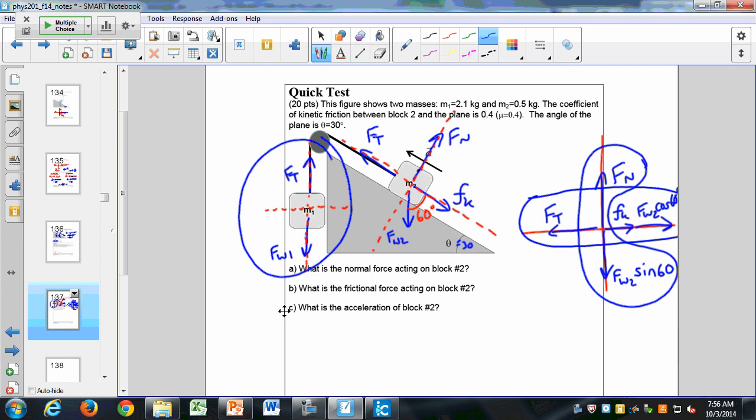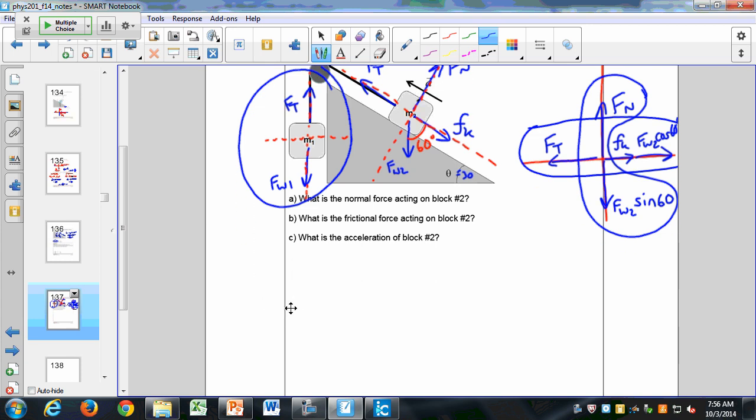I'm going to go ahead and write out the equations. Hopefully you already have them. I'm going to start with this set. It's going to be Ft minus Fw1 is equal to M1 times A. And I'll just write it as A because I know that A1 will equal A2. And then I'll write this one.